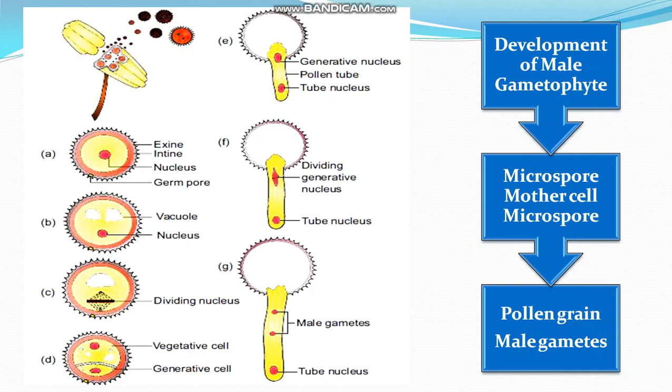The diagram shows the generative cell and vegetative cell. The vegetative cell is large with an irregular nucleus, bearing abundant food material. The second cell, the generative cell, is small in size. Most of the pollen grains are transferred at the 2 celled stage from the anther to stigma. So microspore is further developed into pollen grain. Pollen grain is the male gametophyte.